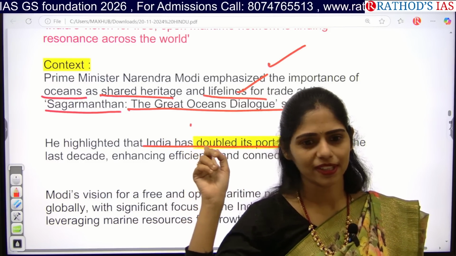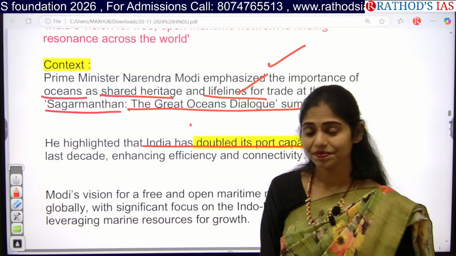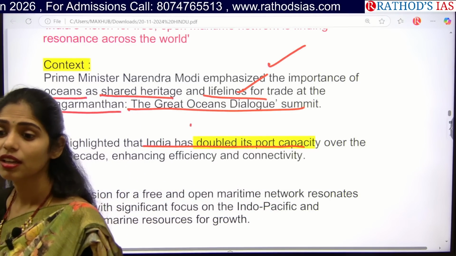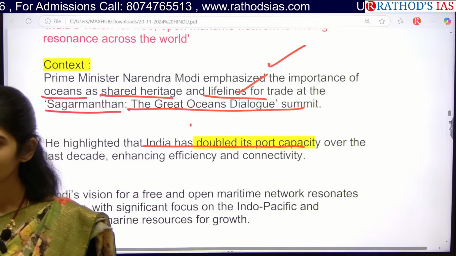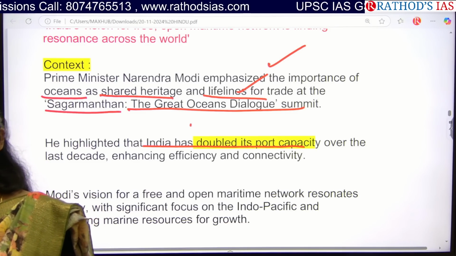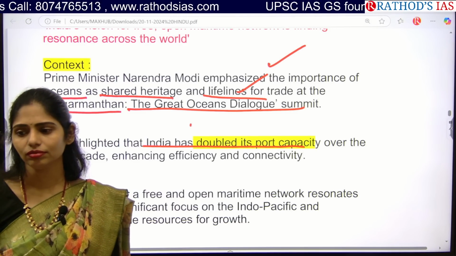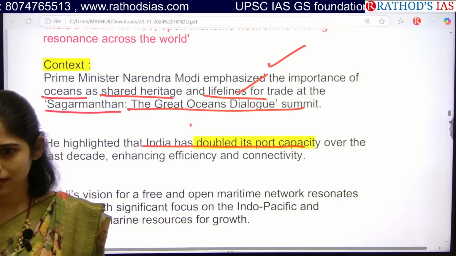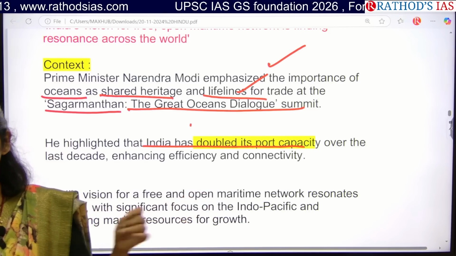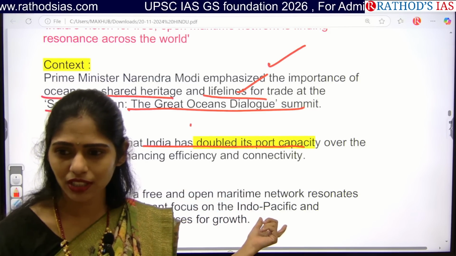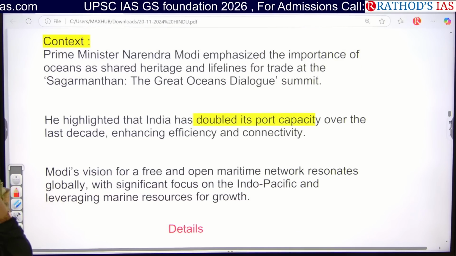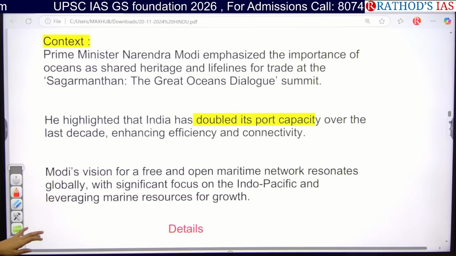Go to economy, guys. Tell me the schemes. PM Gati Shakti, okay, logistics. I am talking especially about ports. Sagarmala project. Okay, so through that project, the government is focusing on improving ports as well as the logistics sector, so that we can enhance our efficiency as well as connectivity.